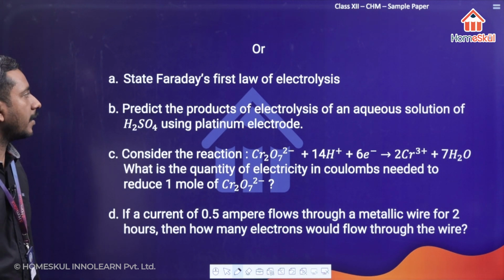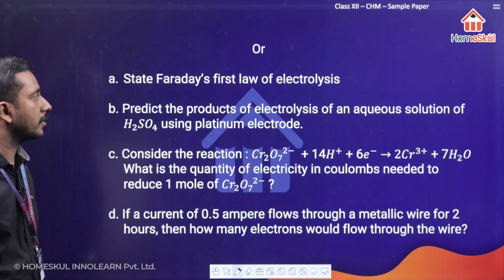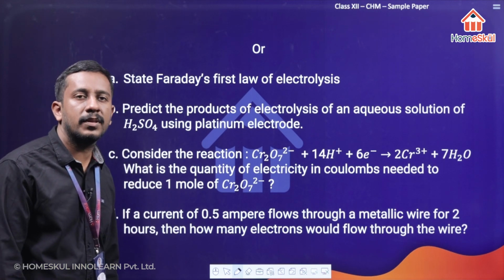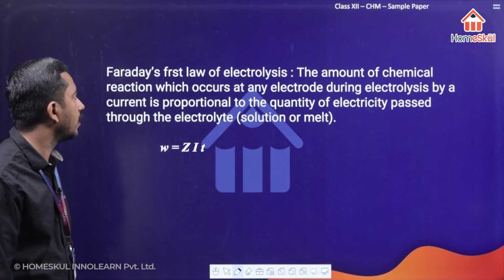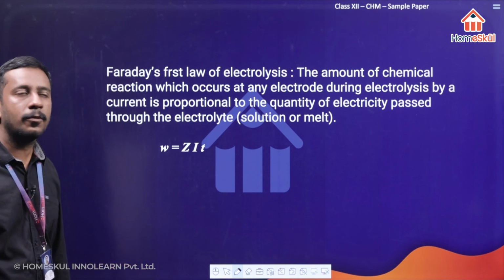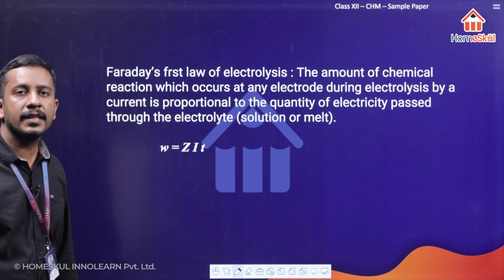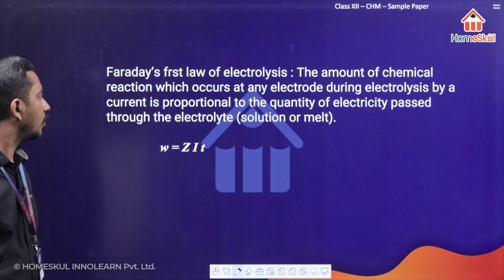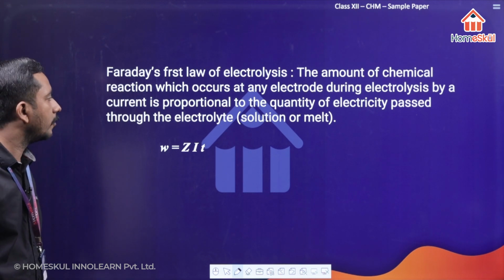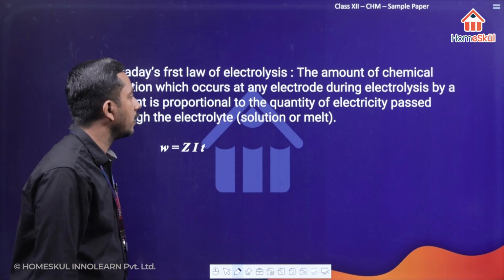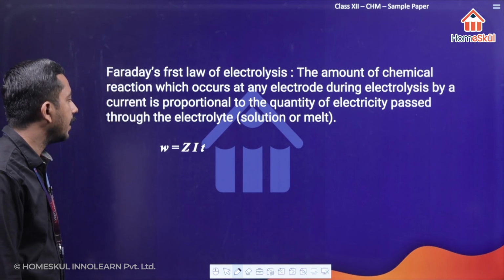The first question says the Faraday's first law of electrolysis. So when we write the statement for this law, the statement should be accurate. So what does it say? Faraday's first law of electrolysis says that the amount of chemical reaction which occurs at any electrode during electrolysis by a particular value of current will be proportional to the quantity of electricity passed through the electrolyte.